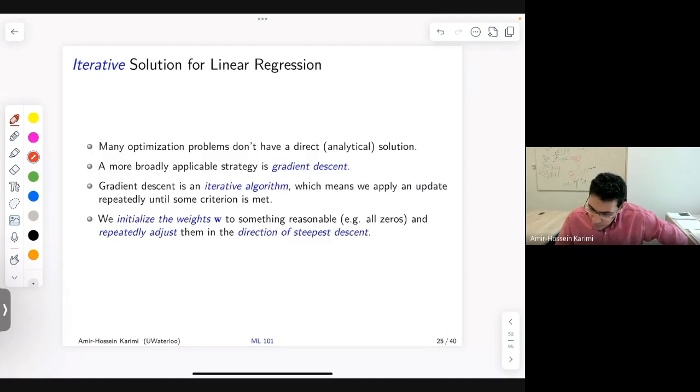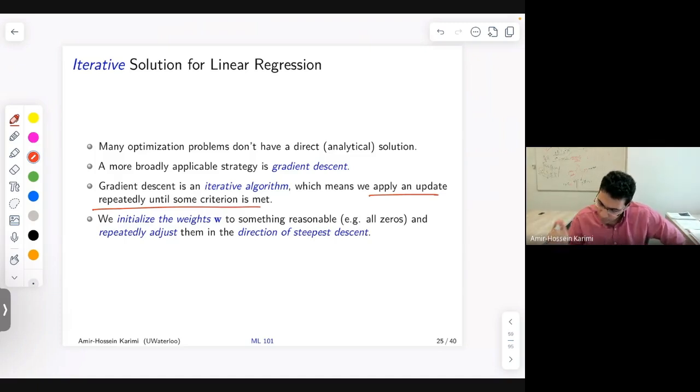Let's summarize this part then. Many optimization problems do not have direct analytical solutions. And a more broadly applicable strategy is to employ an iterative-based solution, which we're going to call gradient descent. And iterative here means that we're going to apply an update repeatedly to our objective until some criterion is met.